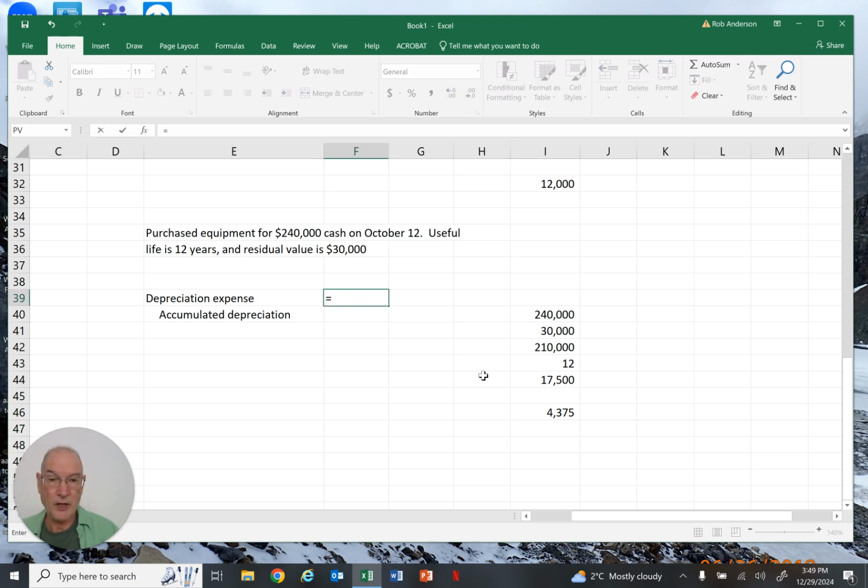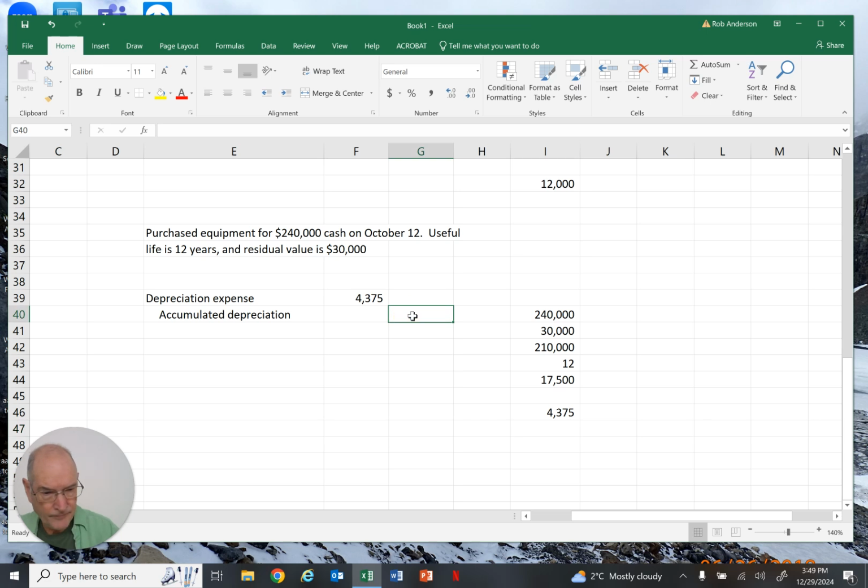So all we do, now that we've calculated that amount, is plug it into the debit and the credit. Anyway, hang on. That's better. Is 43.75, and this, of course, is our end of year adjusting entry on December 31. So that's all there is to it.